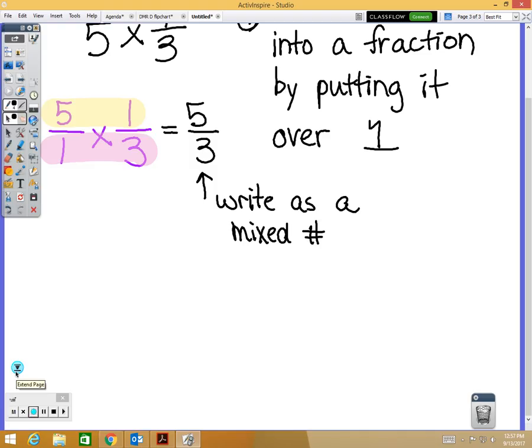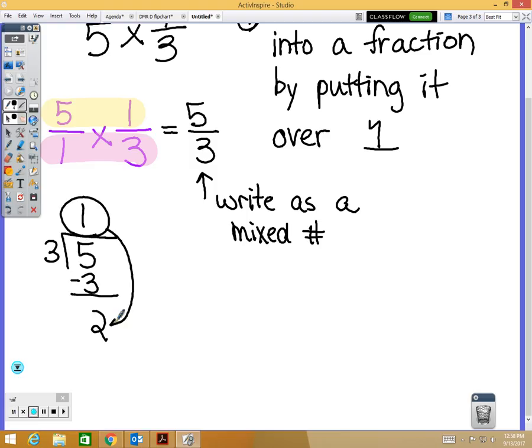Don't just tell me what it is, but how do you do it, Julian? Divide 5 by 3. Most of you do this in your head, right? You say, how many times does 3 go into 5? 1 time. And how many would be left over? 2. So it would be 1 and 2/3. Okay? 1 and 2/3.